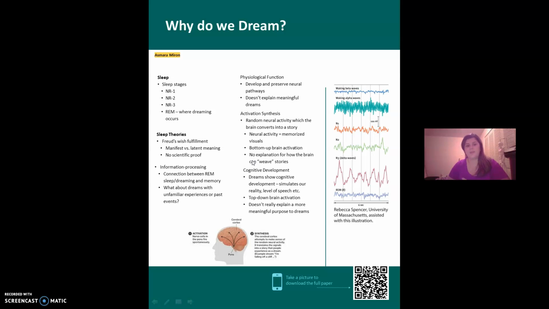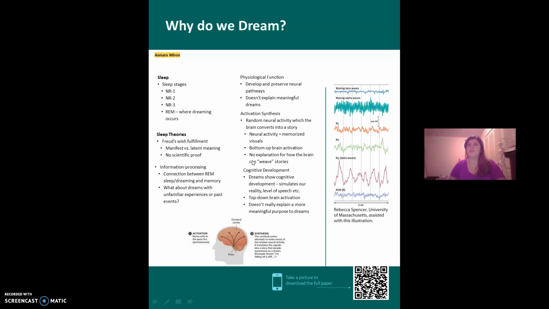He came up with these terms: manifest and latent meaning. Manifest meaning is the very obvious storyline of the dream, while latent meaning refers to the unconscious meaning, the hidden message that your unconscious wants you to know. The big thing with this theory, though, is there's absolutely no scientific proof to it, so it's not the greatest of theories.